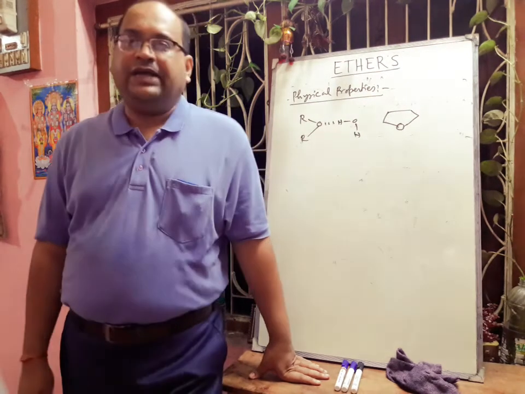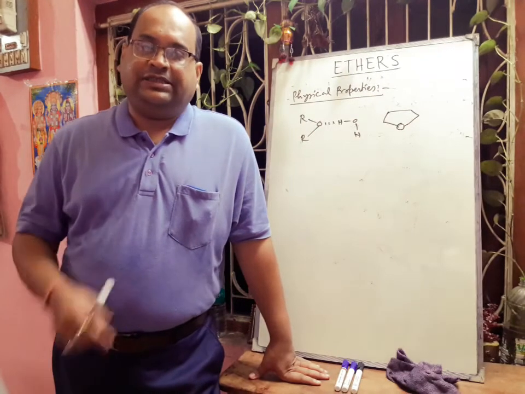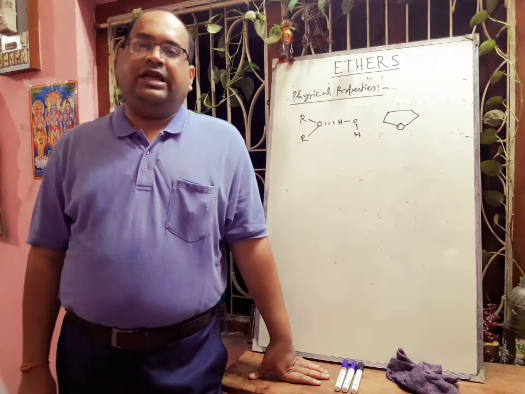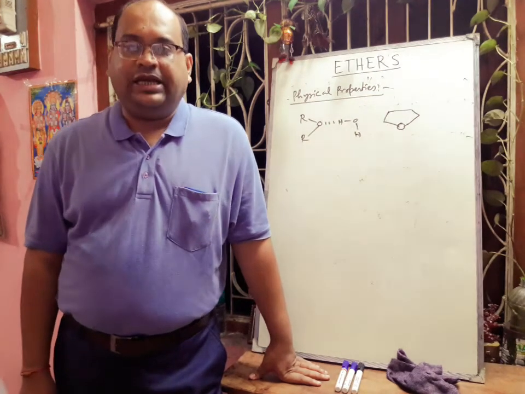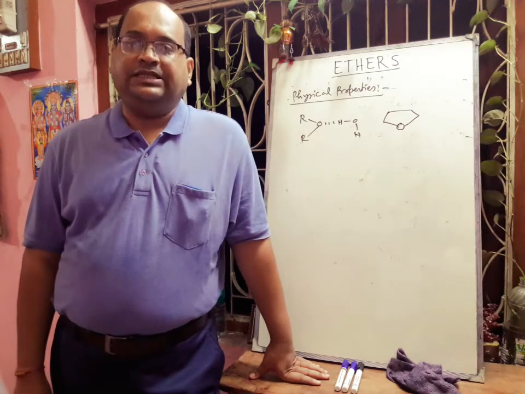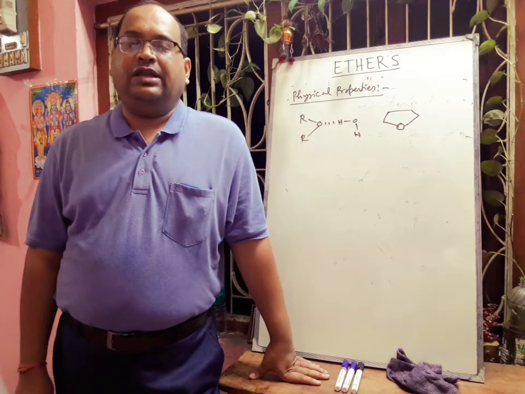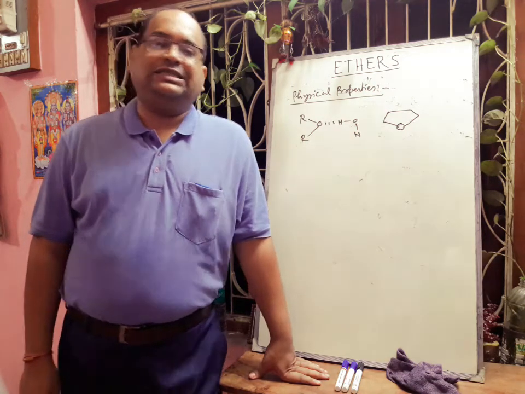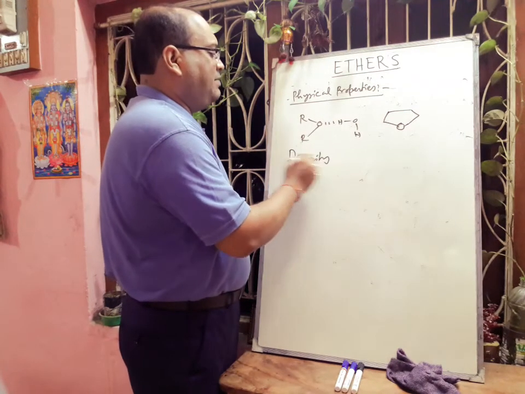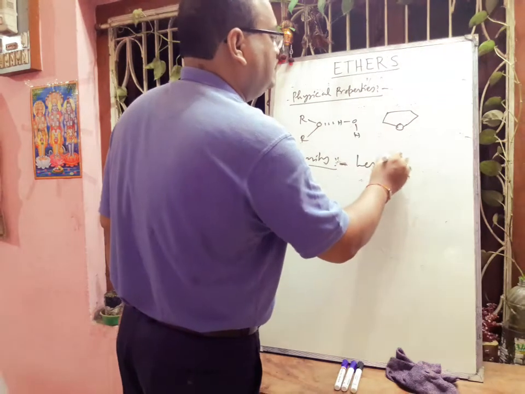And the solubility of ethers in water decreases if we increase the chain length of the alkyl group, as the tendency of formation of hydrogen bonding decreases. Ethers are also soluble in organic solvents like benzene, chloroform, acetone, ethanol, etc. Next we will discuss the density. Most ethers are less dense than water.